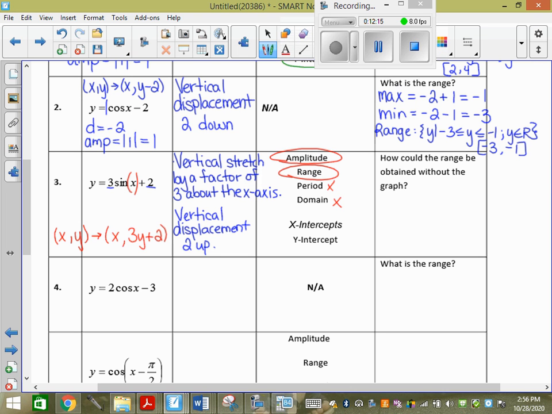The domain didn't change. The moment I'm moving 2 up, my x-intercepts, wherever they were, are now lifting up. Remember, the moment I move 2 up, no matter where my y is, it's lifting up. So both of these are going to change.